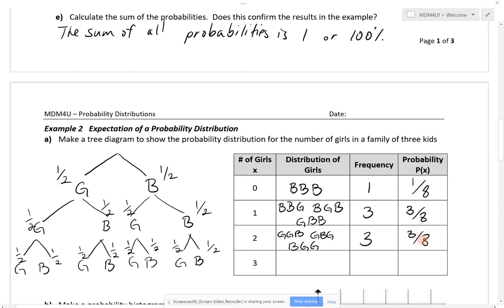And finally, for the number of girls being all 3 girls, well, there's only one way to get all 3 girls: if every child is a girl. There's one outcome, one frequency for that. So 1 out of 8. And if you add them all up, 1 out of 8, 3 out of 8, 3 out of 8, 1 out of 8, add up to 8 out of 8, which is 100%.